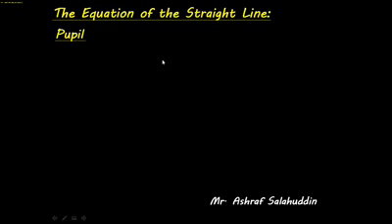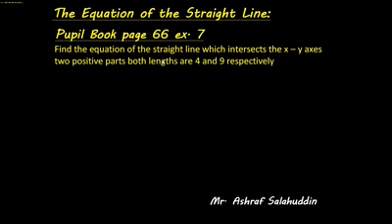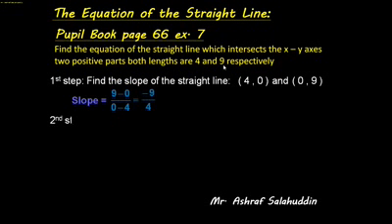Okay, the fourth question is exercise 7, page 66 in the pupil book. Find the equation of a straight line which intersects the x and the y axes at two positive parts, whose lengths are 4 and 9. So the first step, I'm going to find the slope. I have 2 points here because this is the x-intercept and this is the y-intercept. The x-intercept is 4, so the point is (4, 0). And the y-intercept is 9, so this point is (0, 9). So first, find the slope, negative 9 over 4.